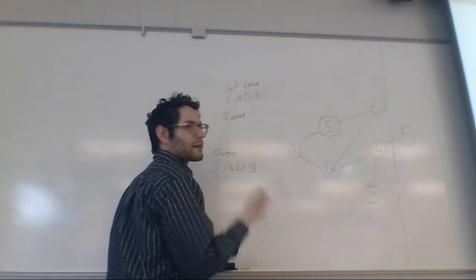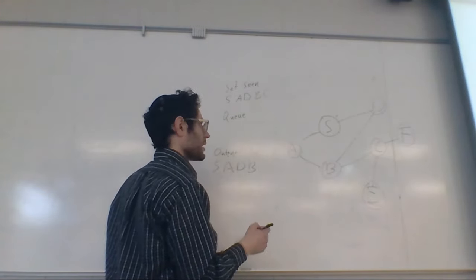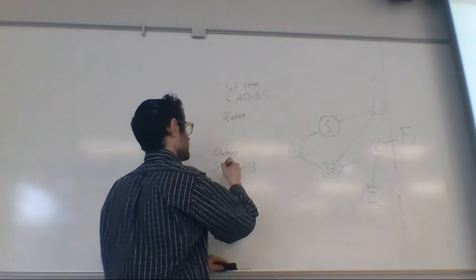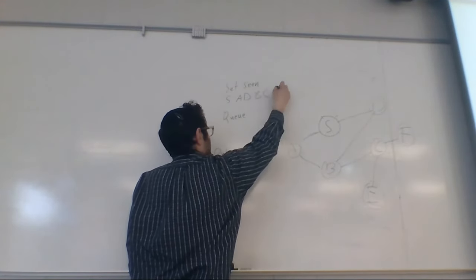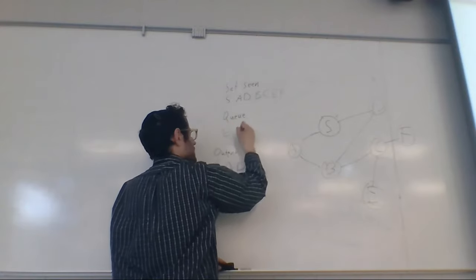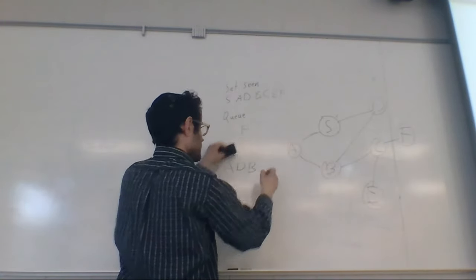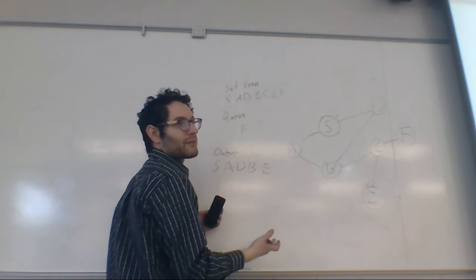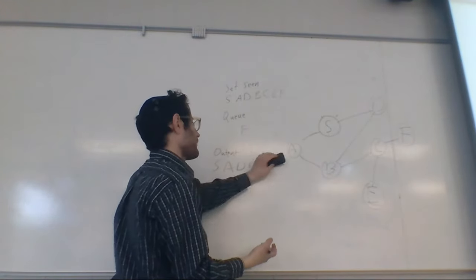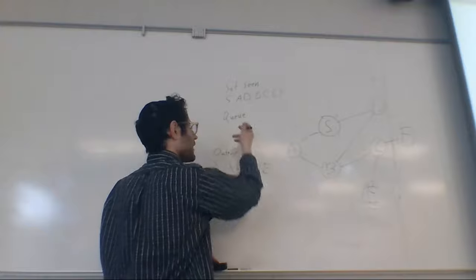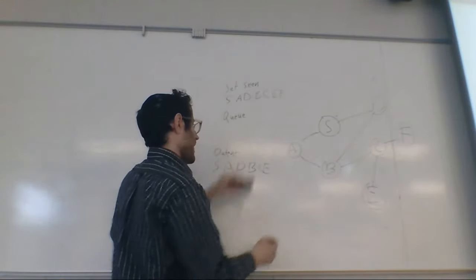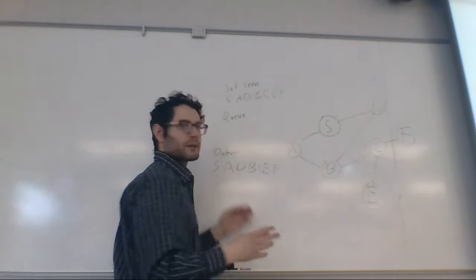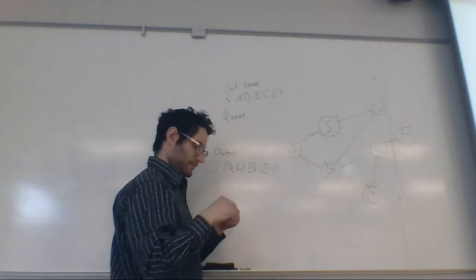Okay. Now I dequeue C. C's neighbors are E and F. So I haven't seen them yet, but now I have. So now I add them to my queue. And then E and F, I'll dequeue E. I've seen all the neighbors of E, C. Oh, so I forgot to add C there. Right. And then I dequeue F, and I've already seen all the neighbors for it.